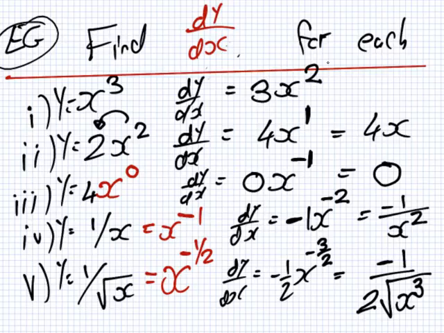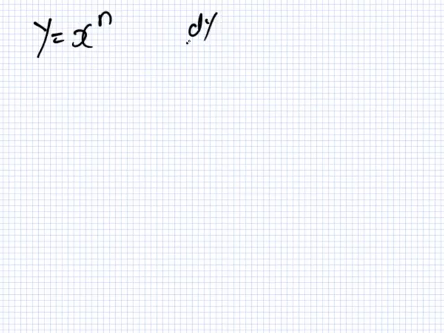So, like I said, basically we're just using rules here, and I'm just going to give you the list of the rules. All the rules can be proven using first principles. So here are the results. The first one, we have it already: if y equals x^n, then dy/dx equals nx^(n-1).